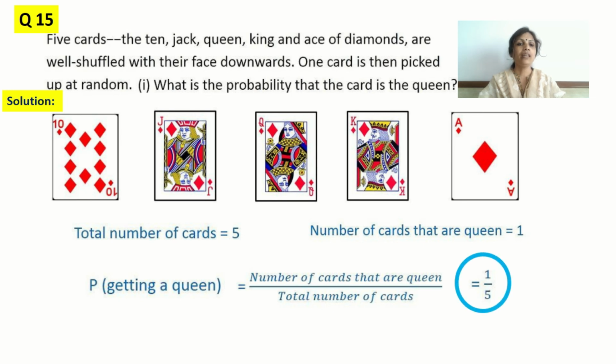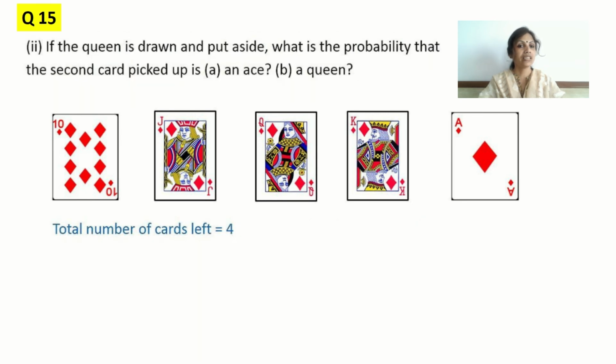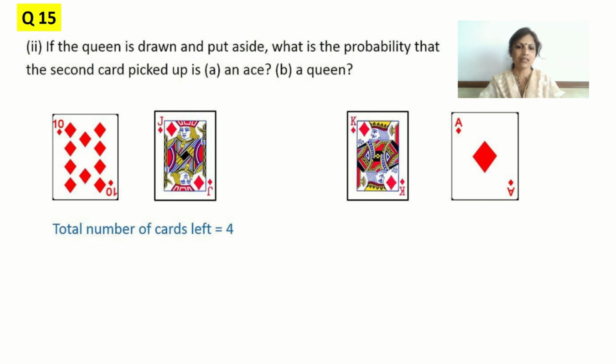Then the next part of the same sum. If the Queen is drawn and put aside, what is the probability that the second card picked up is an Ace card and a Queen? Read the sum. If the Queen is drawn and put aside, that means out of the 5 cards, the Queen is drawn and kept aside. Now how many cards do you have now? So total number of cards which are left with us is equal to 4. So what is our sample space? Sample space has 4 points now.